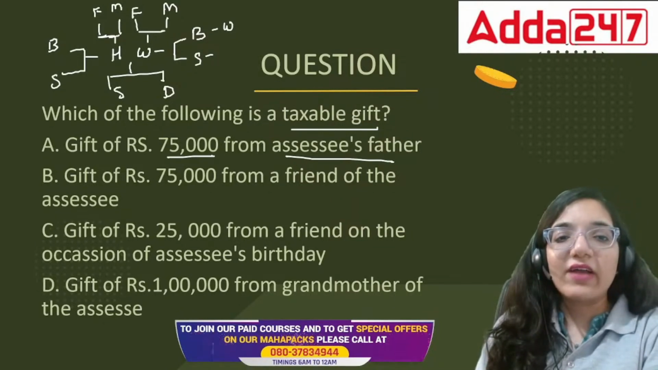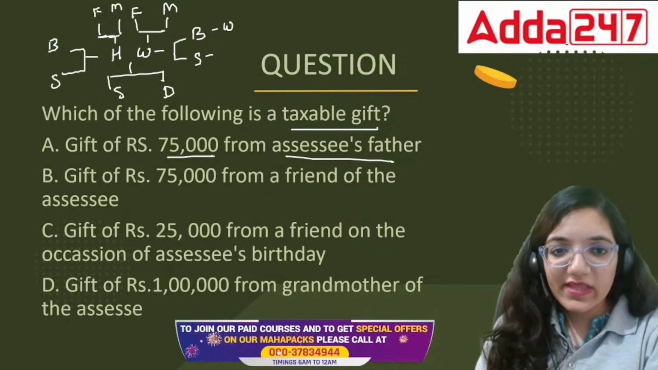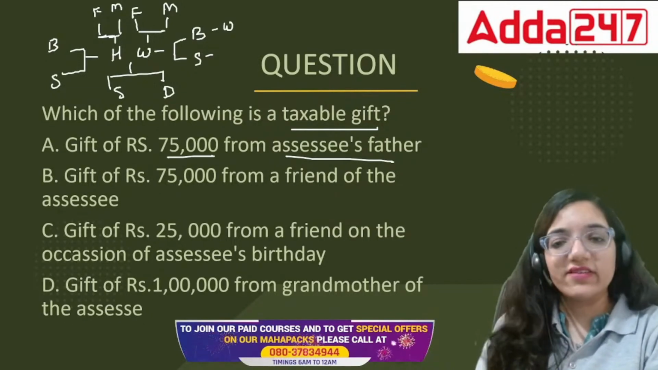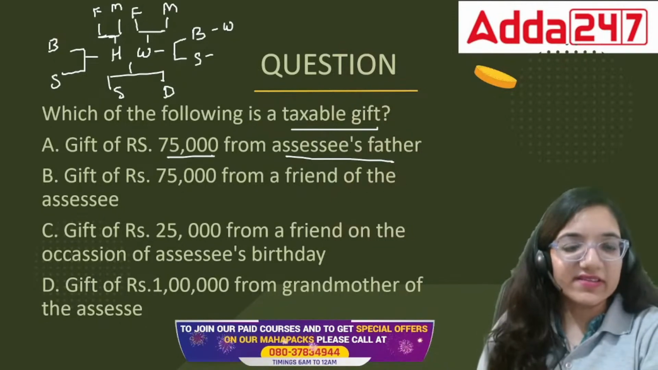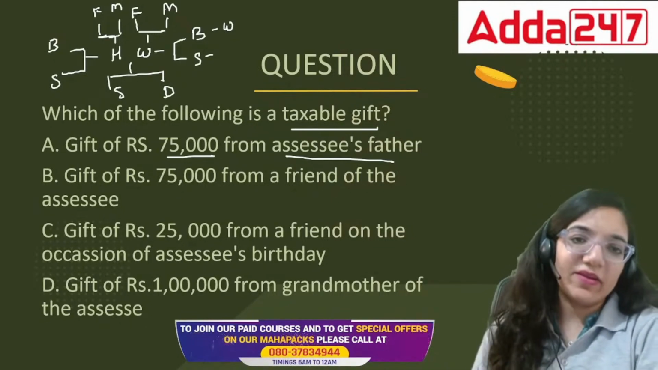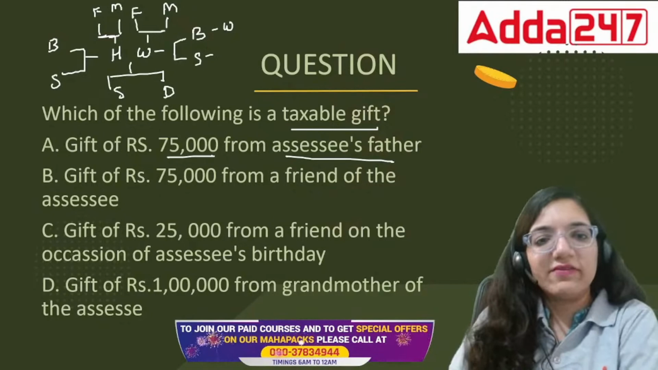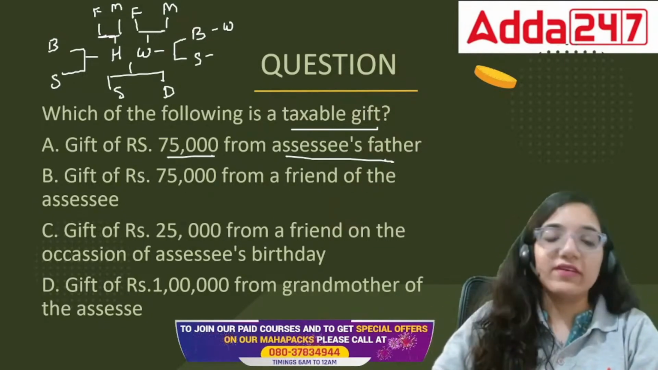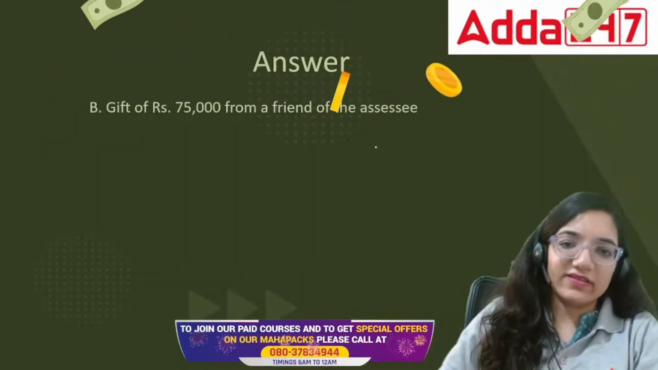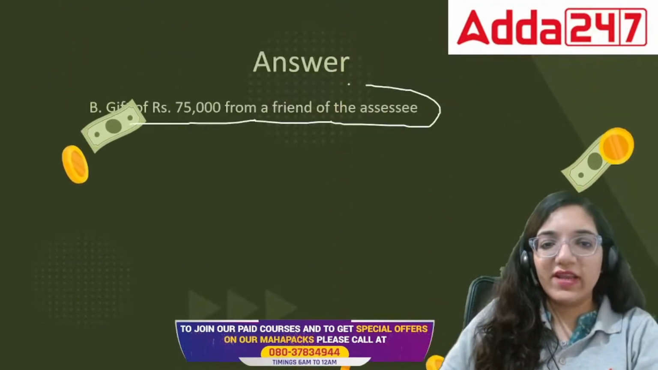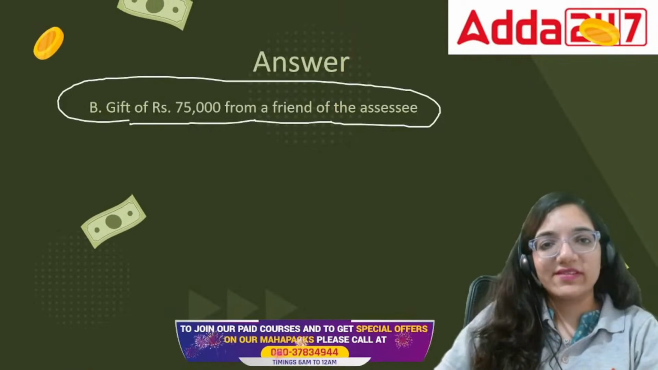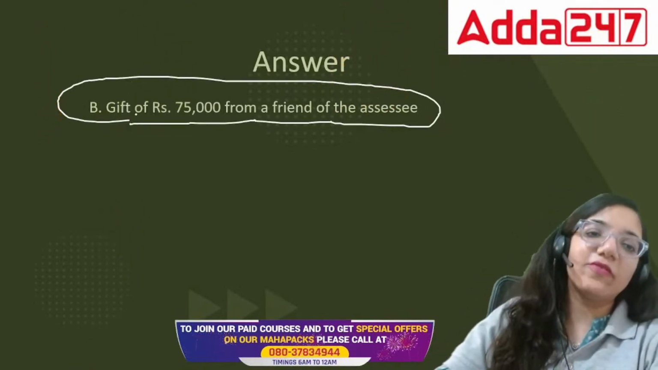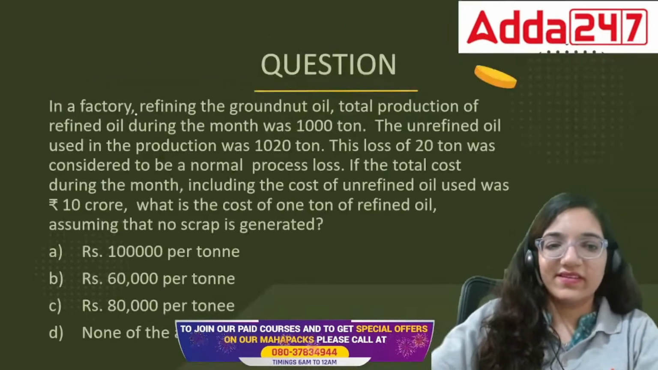Gift of 1 lakh from the grandmother of the assessee. They are also family. Legal ascendants and descendants. Your ascendants as well as your descendants are also part of the family. So if the child gets something from their grandfather, grandmother, that is also relative. So in this case, the answer is 75,000 from a friend is out of it. Done. Because this exceeds the amount of 50,000 and he's not a relative.